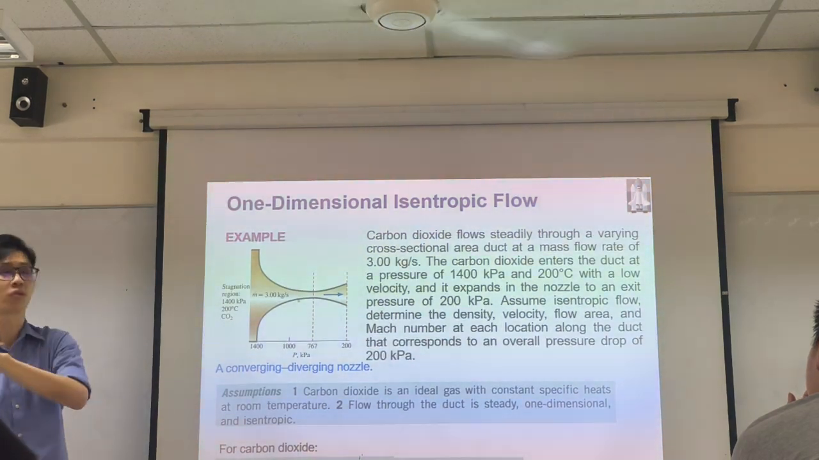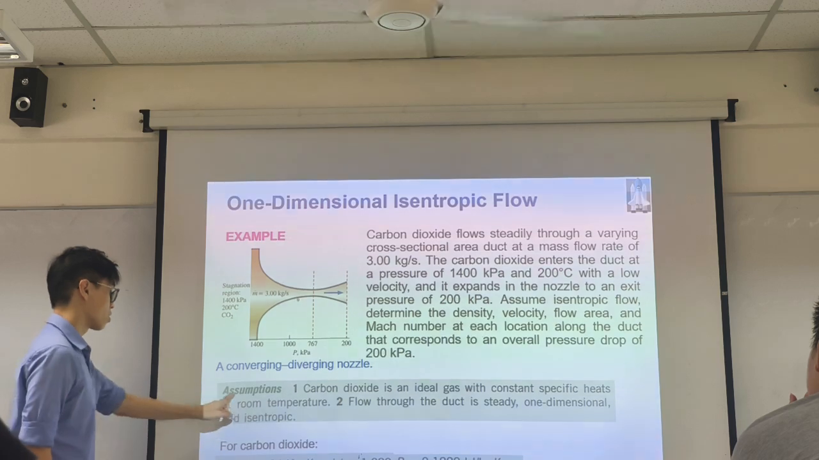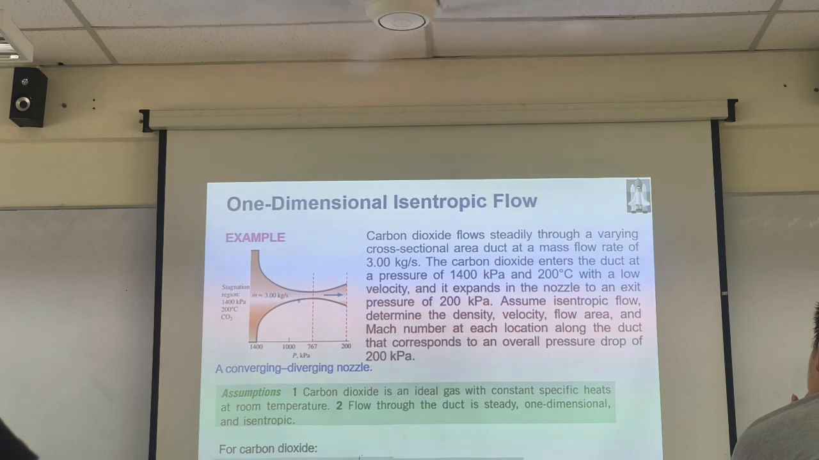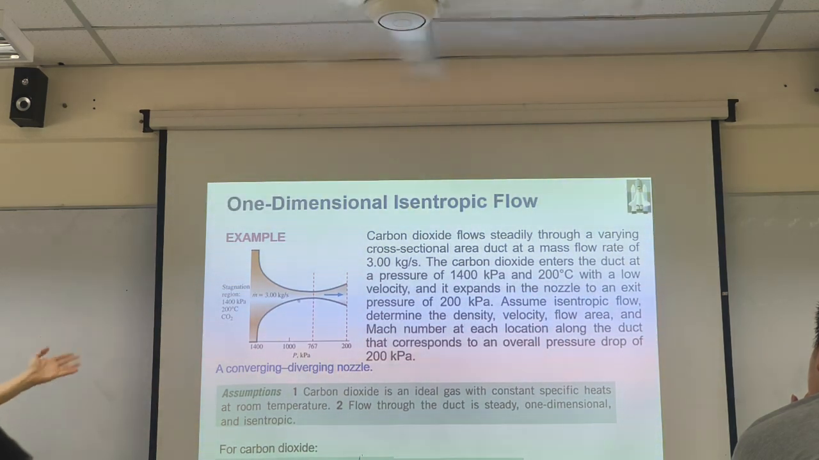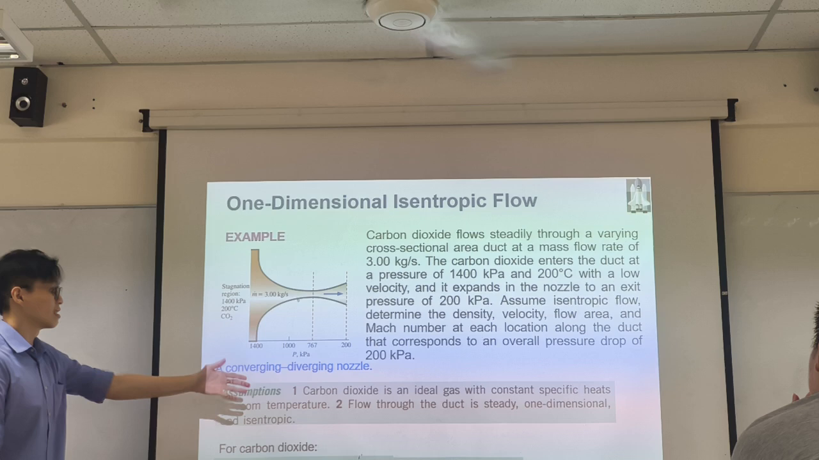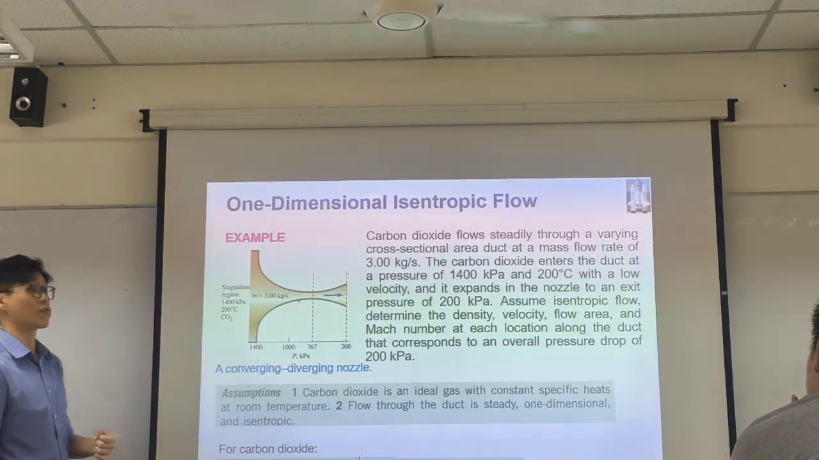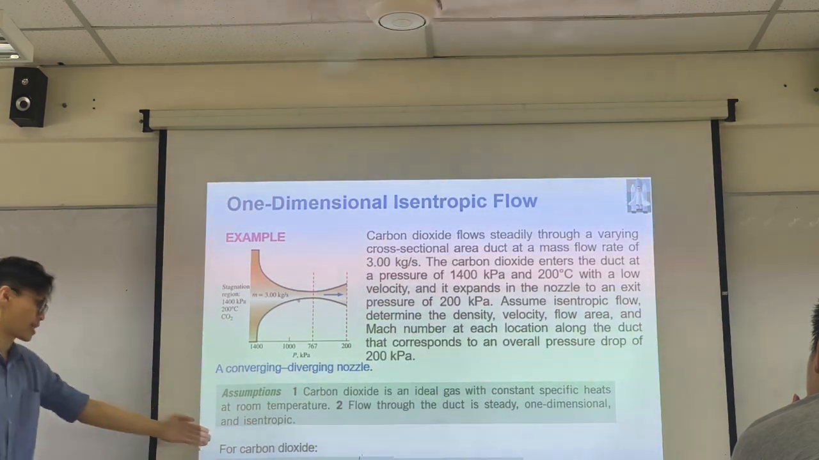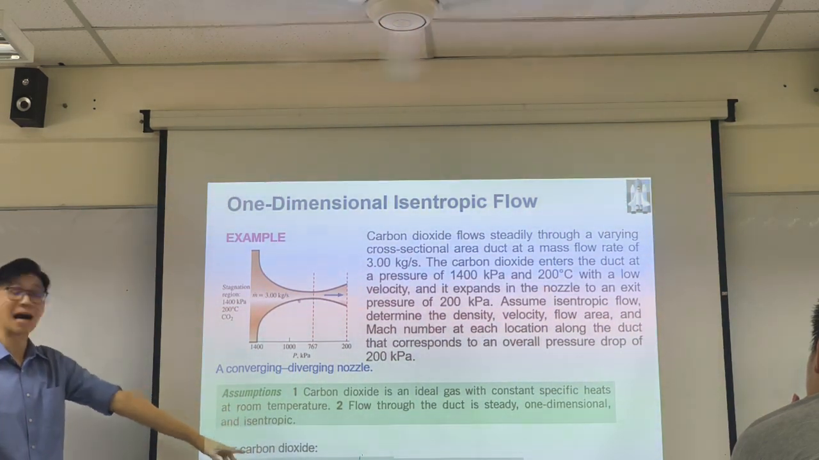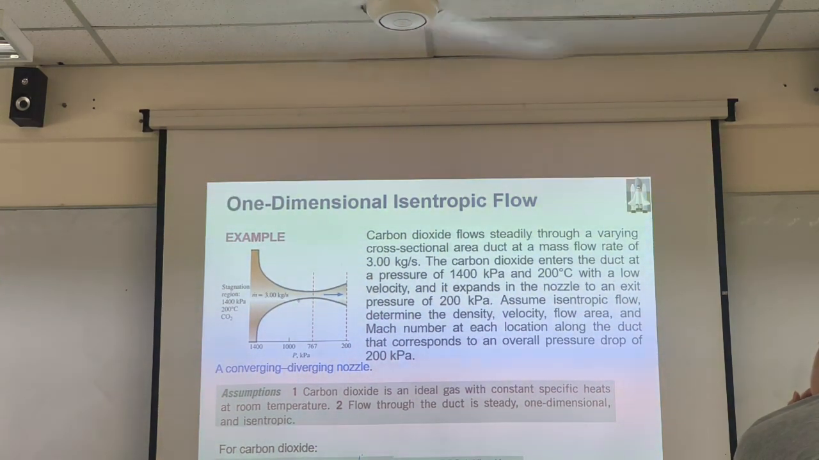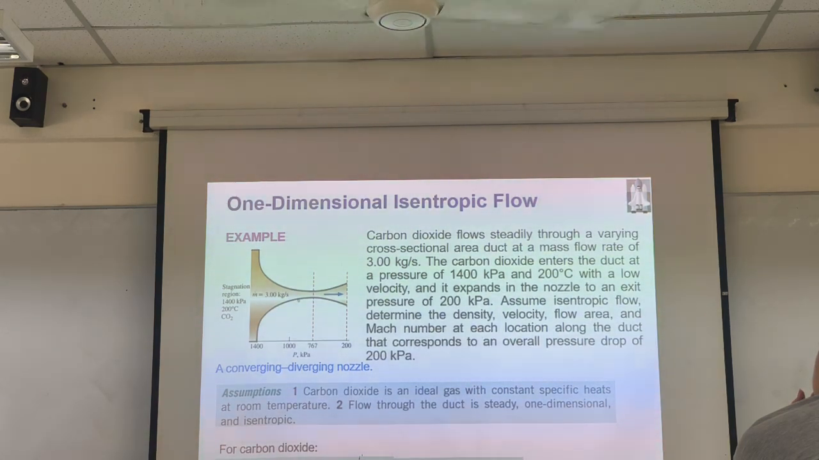Of course, for every location, the method is the same. As usual, our assumptions: we assume carbon dioxide is an ideal gas with constant specific heats at room temperature, and the flow through the duct is steady, one-dimensional, and isentropic. Since it is steady flow, mass flow is a constant. For carbon dioxide, the Cp value, k value, and R value are as follows. Again, you can get them from the table, but this is carbon dioxide. So we want to find density, velocity, flow area, and Mach number.